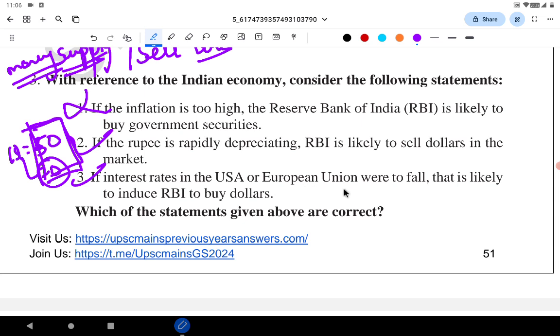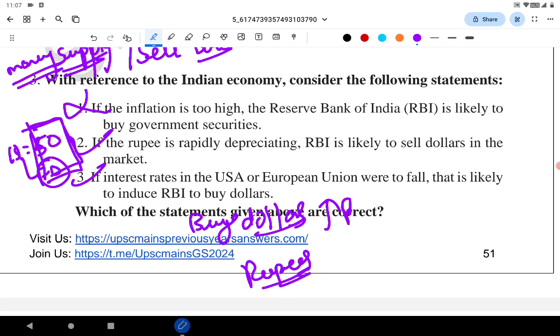What happens when the interest rate in the USA and European Union falls? The FII investors will come to India to invest, so there is more demand for the rupee. If the interest rate in the USA and European Union were to fall, that is likely to induce RBI to buy the dollar. Correct. RBI buys the dollar because more people come with the dollar, so RBI will buy that dollar and give back rupee to invest in the market. Hope you understood the concept. If I have to explain it again, I'll explain.